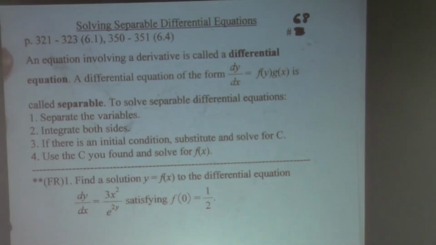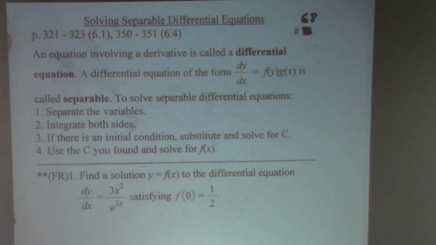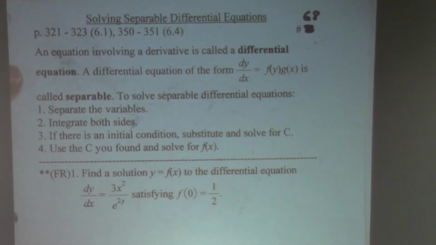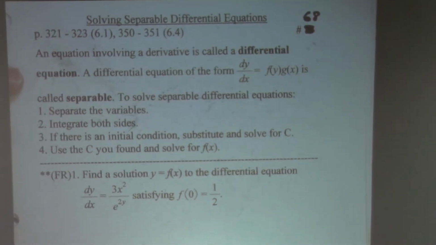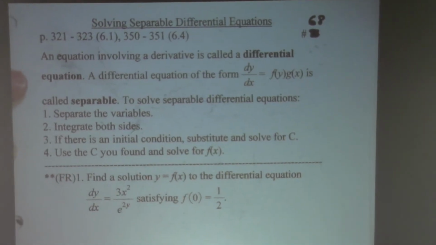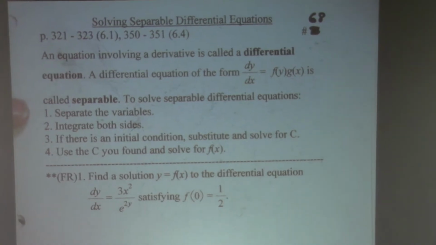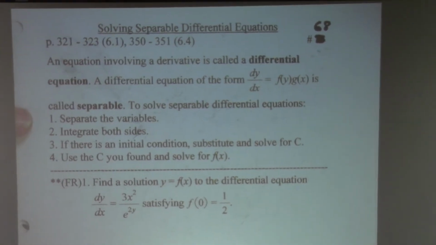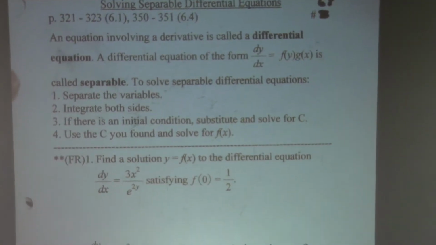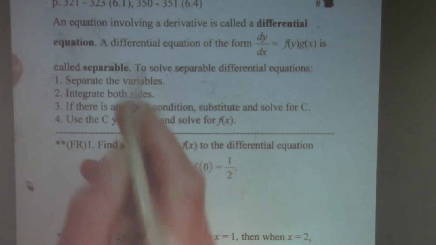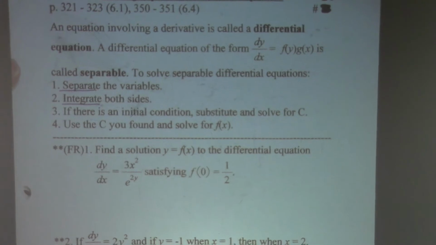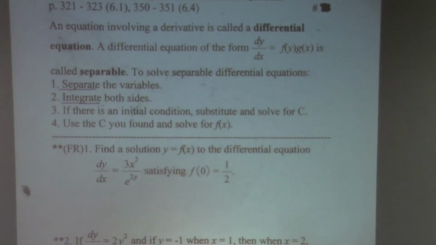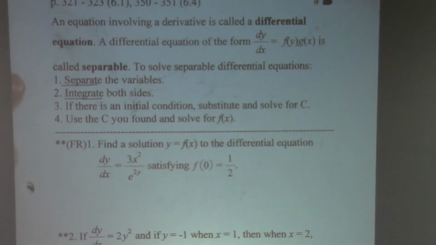Some differential equations are not separable, and you cannot solve them algebraically. And then we have to look at other means that we will investigate in the start of the fifth 6 weeks material. But these are going to be ones that can be separated, which means they can be solved algebraically. So here is going to be our procedure. We're going to separate and integrate. When you think of note card 68, differential equations, I want you to think separate, integrate. We're going to separate the variables, we're going to integrate both sides.